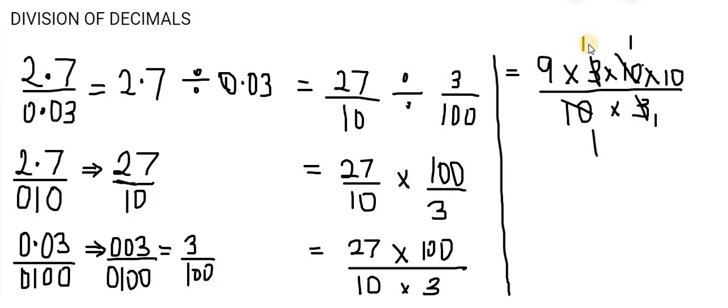So we have 9 times 1. That's 9 times 1 again. That's 9 times 10. That's 90. And at the bottom, we just have 1 times 1. So that's 90 over 1, which is just 90. So 2.7 divided by 0.03 is 90.